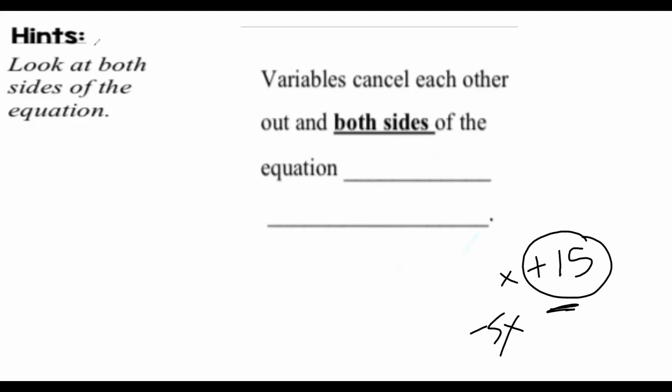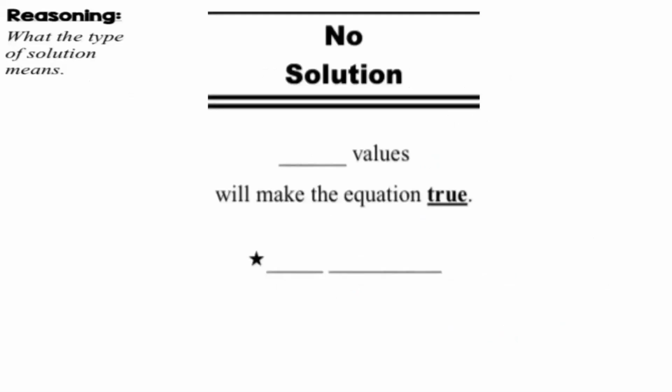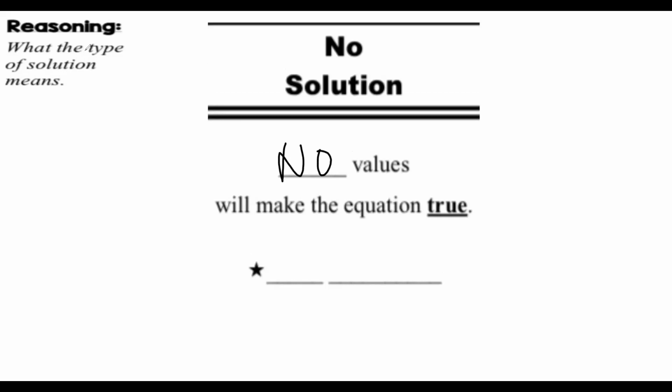Okay, great. Let's keep pushing. Like I said, this should be very familiar. But if you have any questions, email me. I'll be happy to answer. And now we're going to be talking about no solution. So no solution is when no values will make the equation true. So no number. So we had one solution, infinitely many, and now we have no solution. No number will make that equation true.